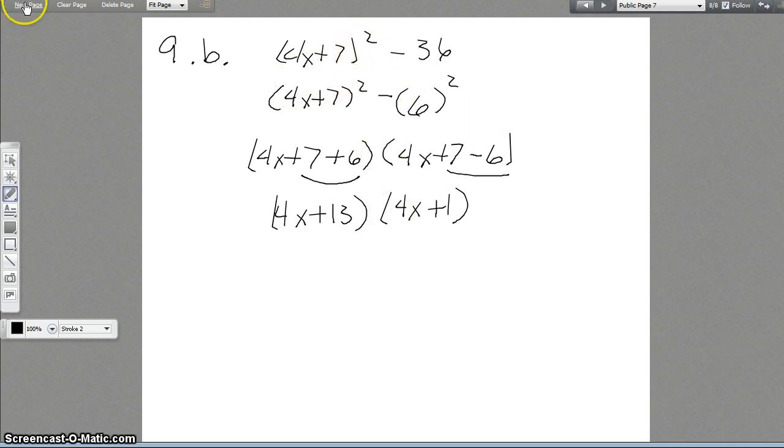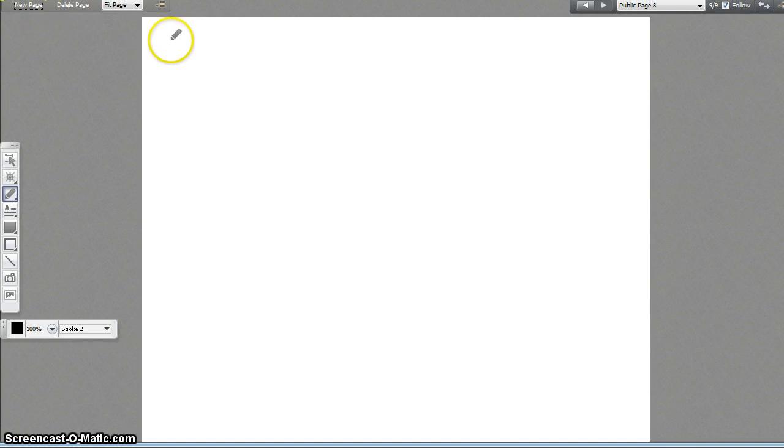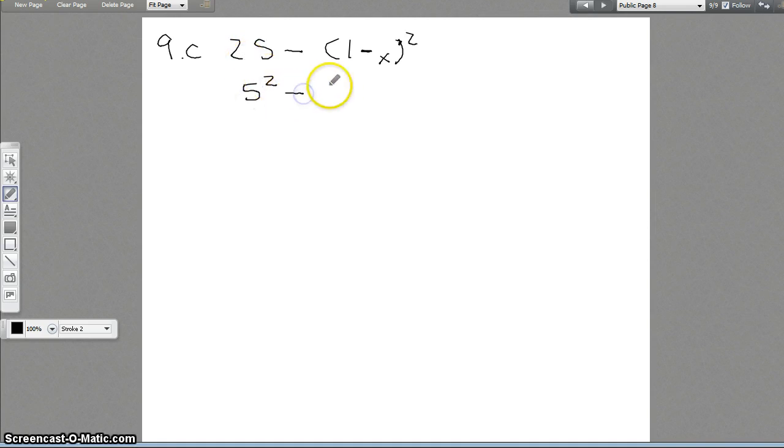So let's get a new page and work on number 9, part C. Number 9, part C is 25 minus 1 minus x squared. Okay, the second term is already written as a square, but the first one is not. What do we have to square to get 25? That would be 5. 5 squared is 25 minus 1 minus x squared.